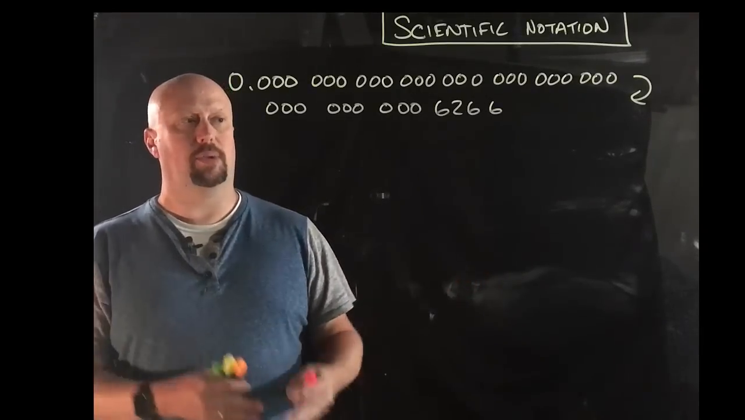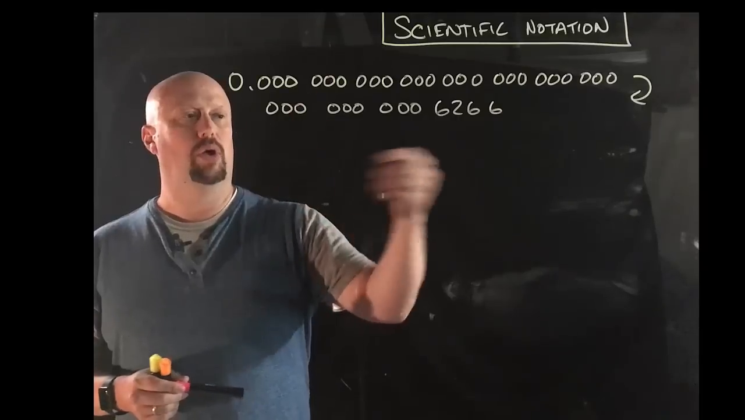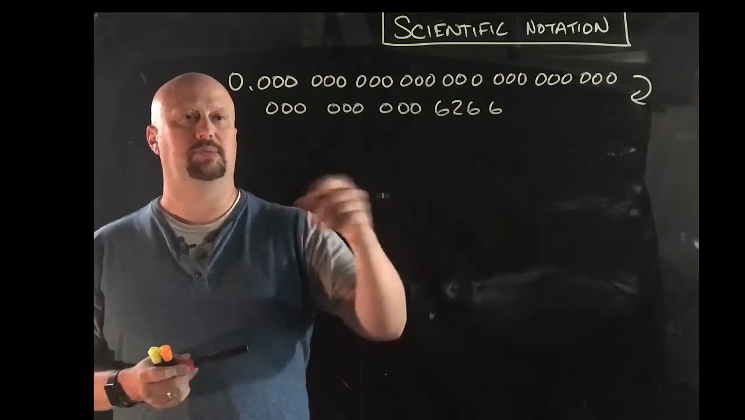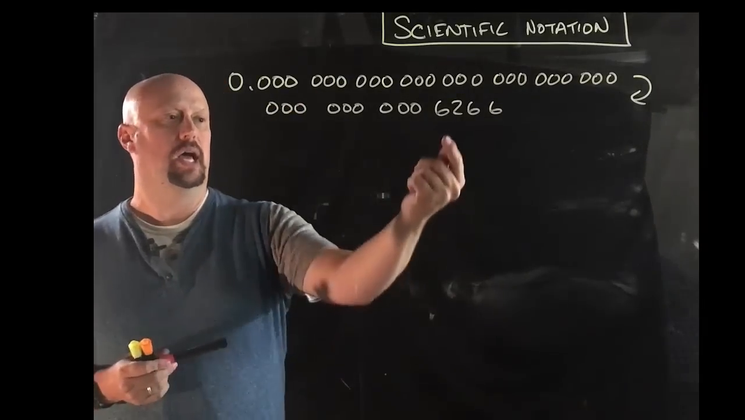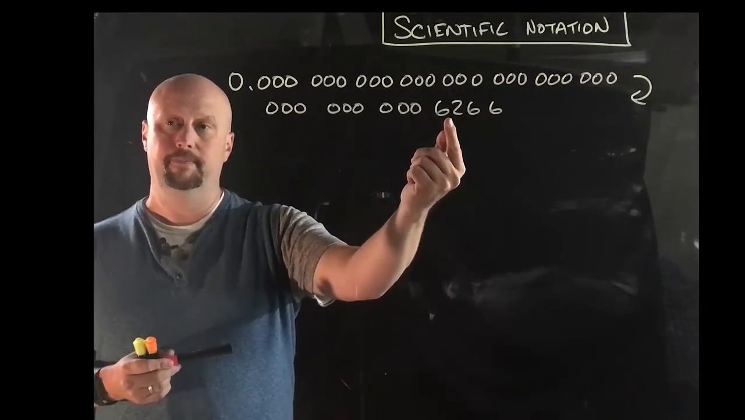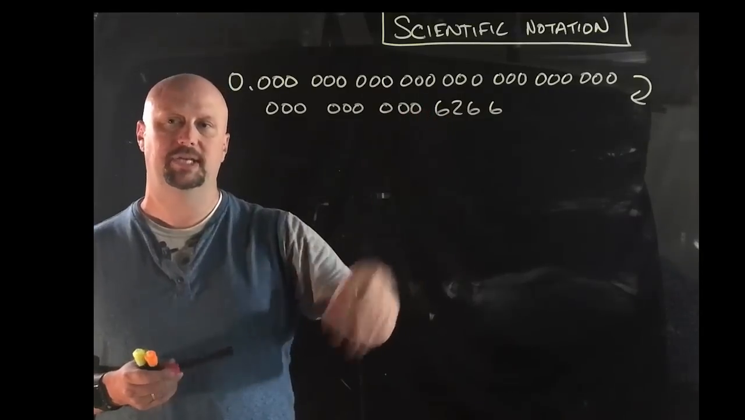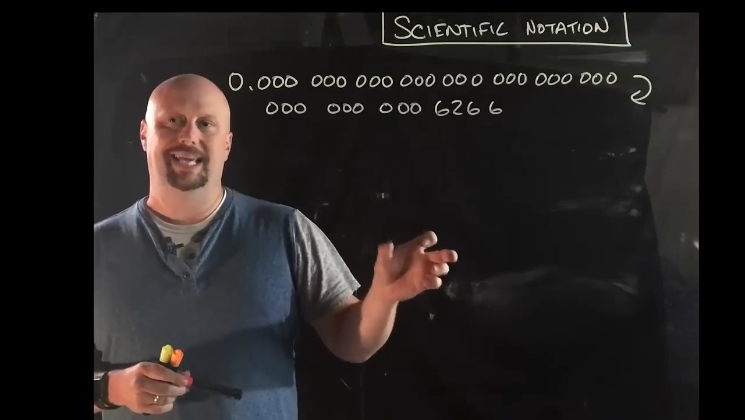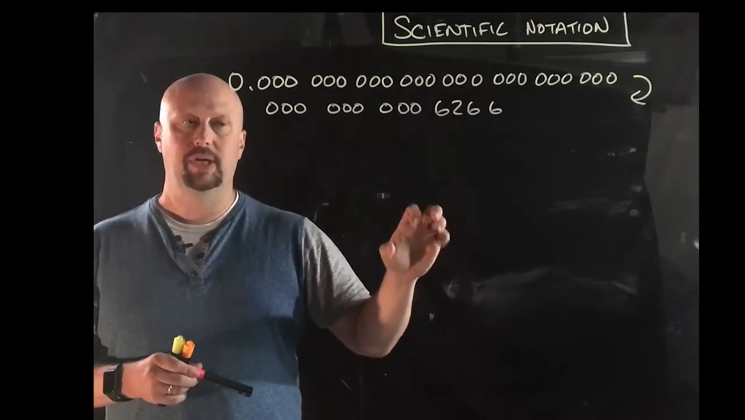What do we do with a small number? Well, the same rules apply. I'm going to want one non-zero to the left of the decimal. So that means my decimal's here now, and I'm going to want it to be right here. Okay, so I've got to move and count that many spaces. The number of spaces that I count, that's what's going to be my exponent.